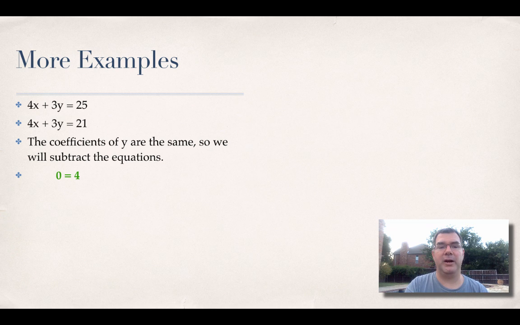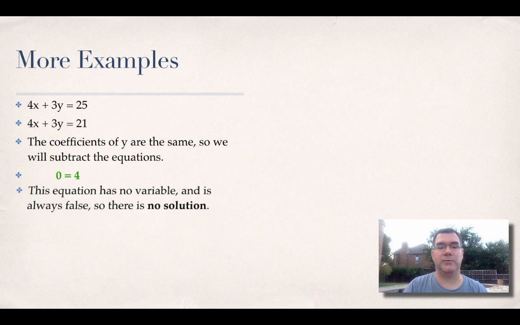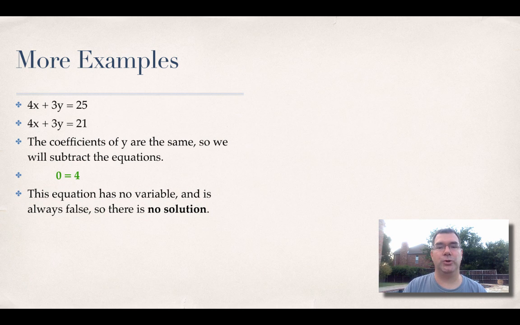Okay, well, there's no variables in this equation. All it says is 0 equals 4. So that's never true. So there's no solution to this system of equations. There's no x and y that I could plug into both equations and create two true statements out of it. It just doesn't happen. So here's another example.